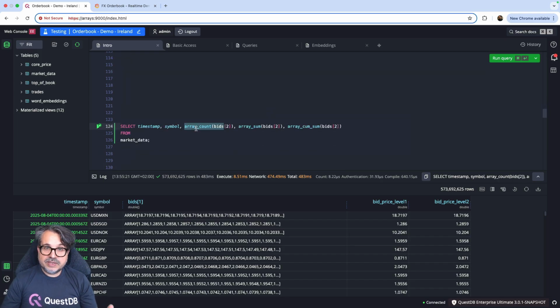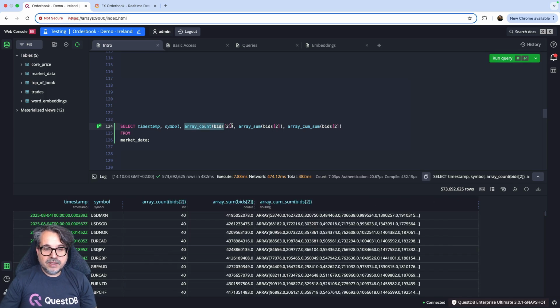The cool thing about arrays in QuestDB is that we don't only support accessing data individually, of course, but we have some built-in array functions. So you can do things like counting how many elements I have. For example, here I'm checking the sizes of the volumes of the bids. I'm counting for each element in my database, which has about 500 million records for the demo, how many levels I have for the volumes.